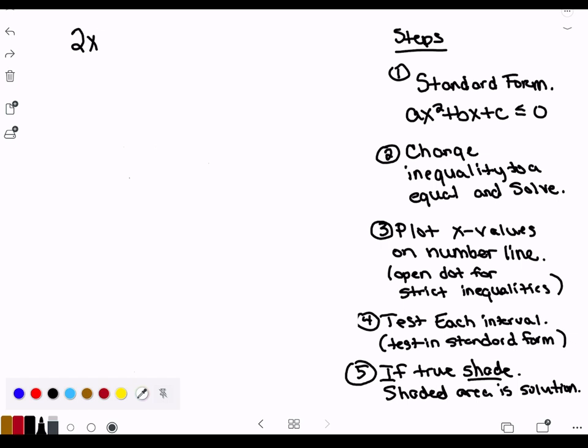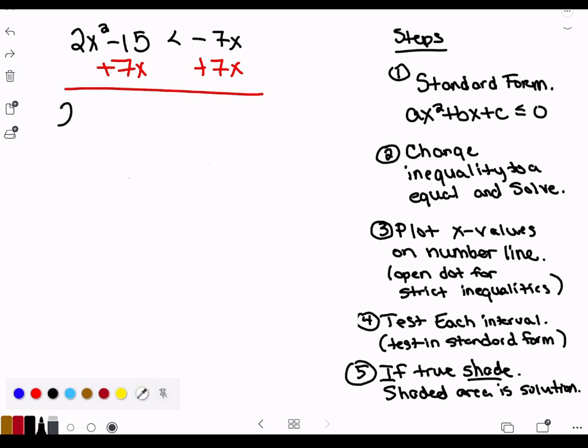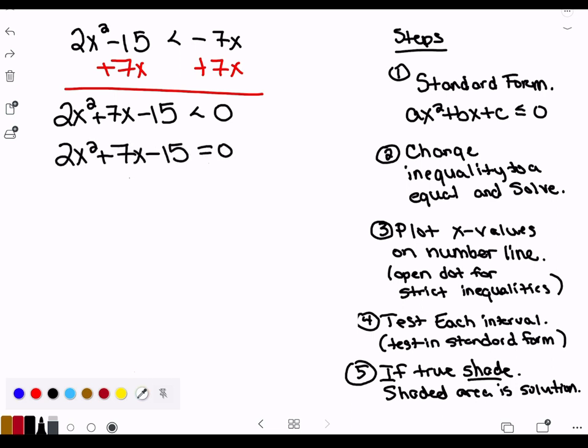So let's try another example. 2x squared minus 15 is less than negative 7x. First of all, I need to put this in standard form. Standard form means I need to move the 7x to the other side and write it in descending order. So 2x squared plus 7x minus 15 is less than 0. Standard form: everything on one side, 0 on the other side. Replace the inequality with the equal sign.